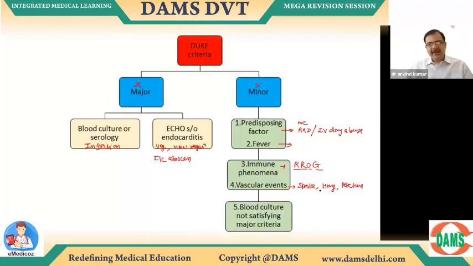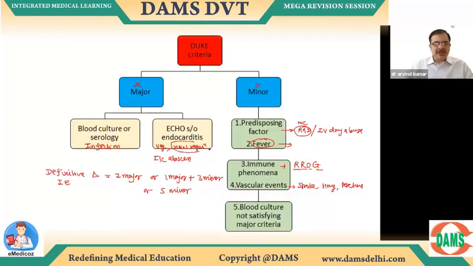So let's see how the definitive diagnosis of infective endocarditis is made. For a definitive diagnosis, we need two major criteria, or one major criterion plus three minor, or all five minor criteria. Is the definitive diagnosis made in our clinical case? The patient is a case of rheumatic heart disease, so one minor criterion. The patient has fever, the second minor criterion. On echocardiography, there is a new regurgitant lesion. On examination, there are Osler nodes. So one, two, three: three minor criteria are satisfied. And one major criterion, the echocardiographic finding of a new regurgitant lesion. So the patient has a definitive diagnosis of infective endocarditis.